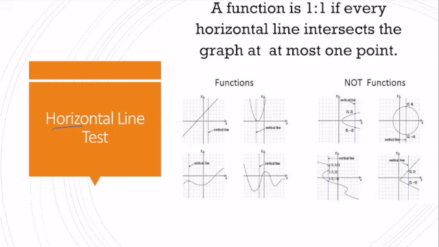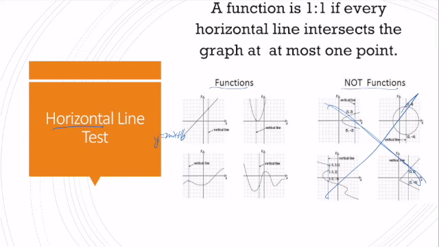Here I have a line, something like y equals mx plus b. And if I go horizontally line by line, I see that my line only crosses at one point. So this is a one-to-one function. All lines, unless it's a horizontal line, are going to be a one-to-one function.